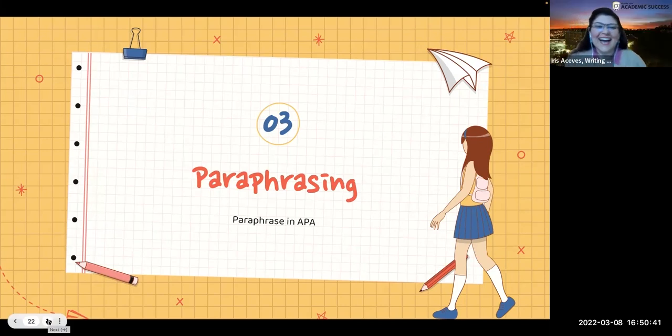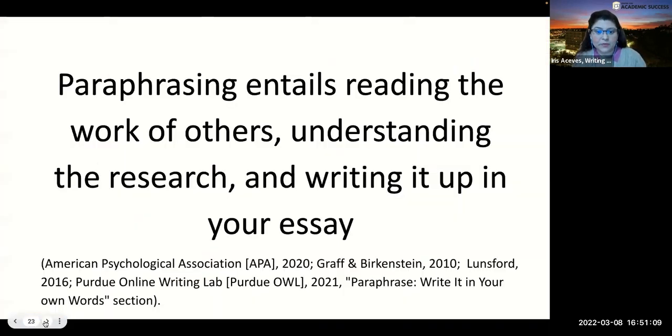Thanks, Letty. What we have here in terms of paraphrasing is very much what Letty talked about earlier. As an author, you want to make sure that you tell your reader, this is all the research I did in order to write this paper. We're going to see in the next slide what our working definition of a paraphrase is for this presentation.